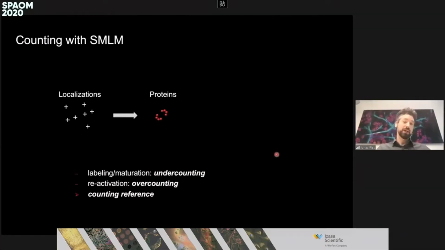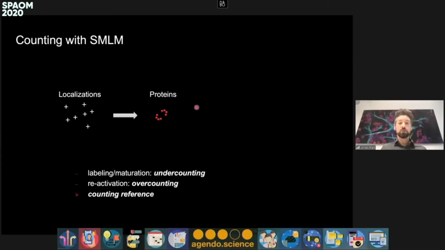Now there's something more we can do with these cell lines, and this might be more interesting for biologists, because these cell lines allow us to count the number of proteins in a complex. And the stoichiometry of a complex, of course, is important for its function, to understand its structure and so on. So counting in single molecule localization microscopy means that we have to relate the number of localizations to the number of proteins. These numbers are not exactly the same, because on one hand, we might have limited labeling or limited maturation of our fluorophores, and that leads to undercounting.